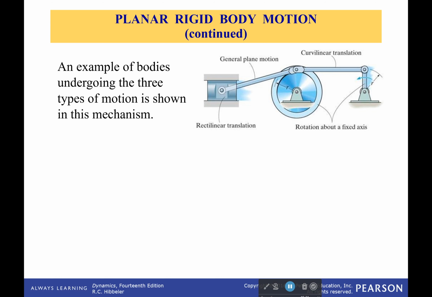Okay, so let's look at an example of planar rigid body motion right here. So we have three different types of motion happening in this system. We have rectilinear motion right here, so rectilinear translation, because it can only move in a straight line back and forth. This one has general plane motion. It's moving back and forth and it's rotating at the same time. This one right here is undergoing curvilinear translation. It's going to stay flat the entire time, but it's moving through a curved path. And then finally, these two are rotating about a fixed axis. So we're seeing everything here.